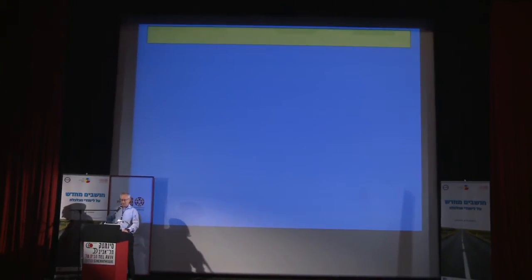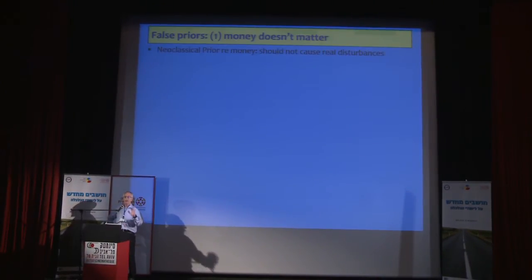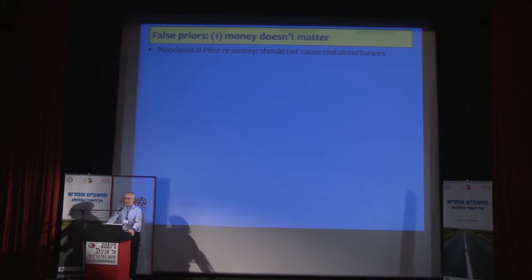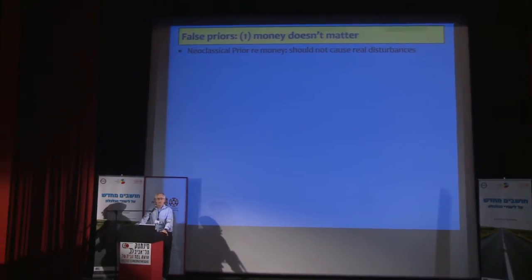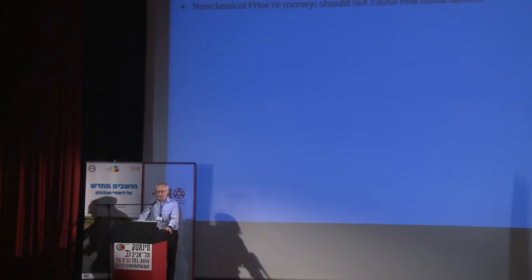What were they missing? Well, there's a set of false priors that really they demonstrate. The first is money doesn't matter. The fundamental, and this is why I say it's a methodological barter, is an essential part of neoclassical economics.